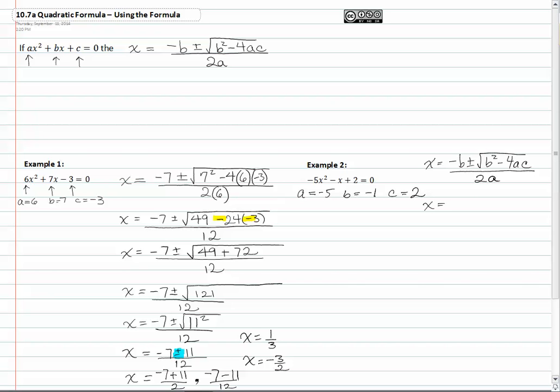Since b is negative, and we have a negative b here, it's minus a negative 1 plus or minus the square root of negative 1 squared minus 4 times a, which is negative 5, and c, which is 2. All over 2a.